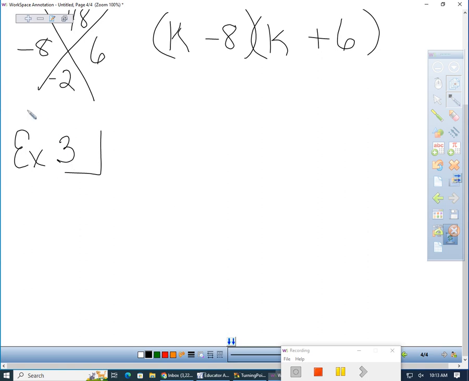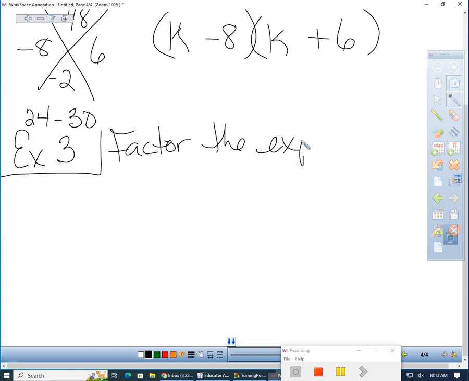24 through 30. And we are going to factor the expression. It does say to check your work. You do not have to check it in this section, just the very first one, like I told you in your notes, okay? All right, so let's do one that looks more like this.